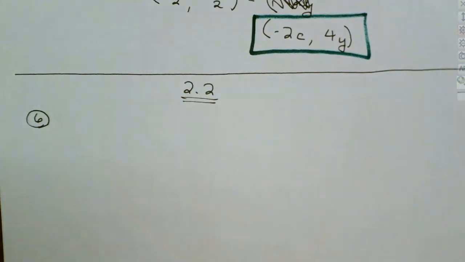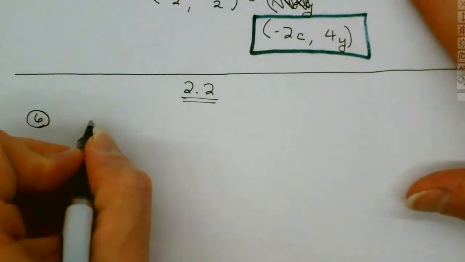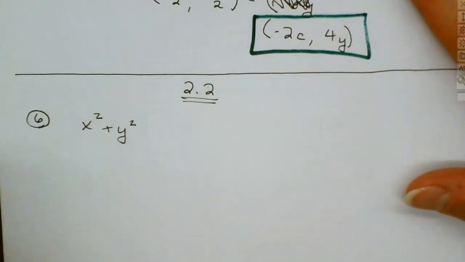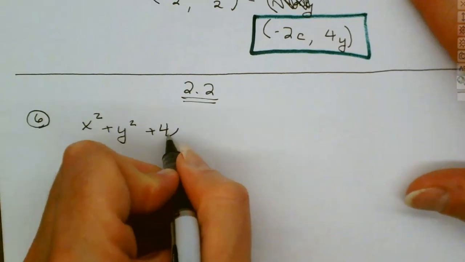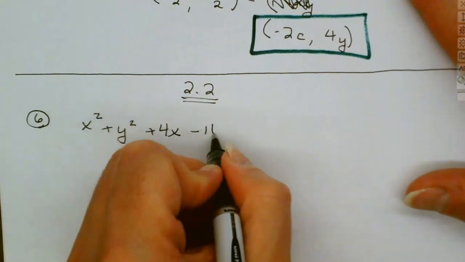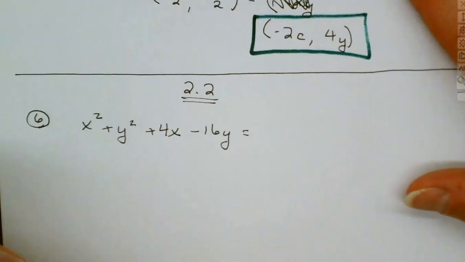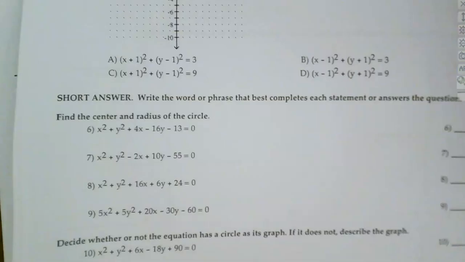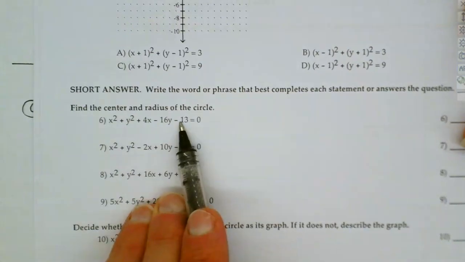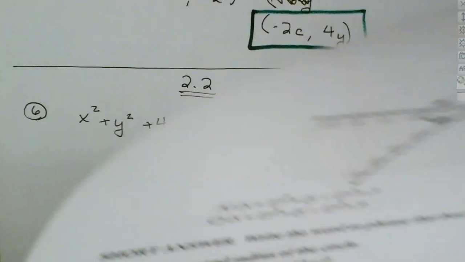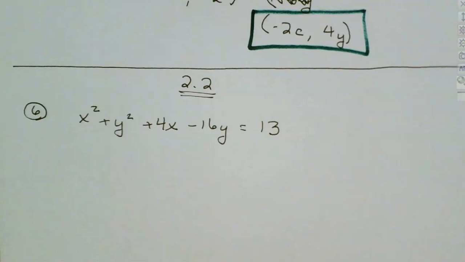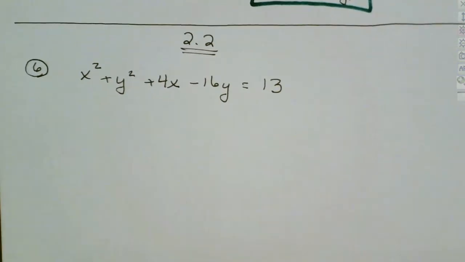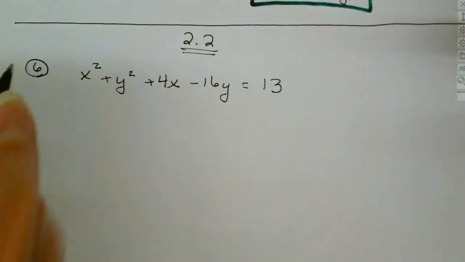I'm going to go ahead and move that 13 over. So I'm going to rewrite this first by moving that 13 over. So that's the first thing I did, was I just simply moved that 13 over. So always make sure all the variables are on the left, the constants, the numbers are on the right. Now we complete the square.